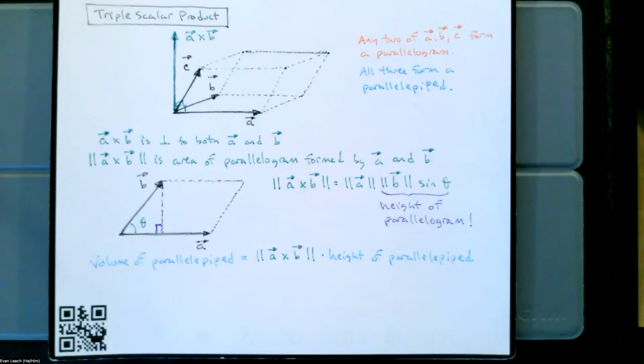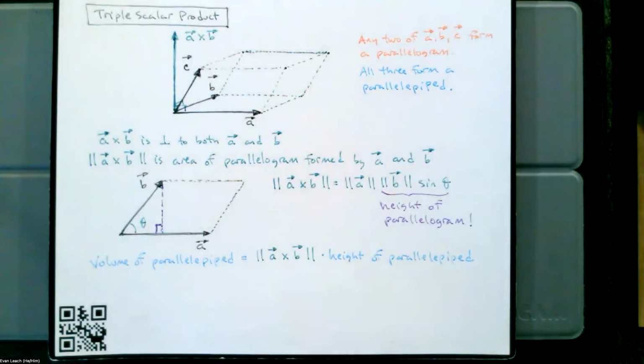Anyway, the volume of the parallelepiped is the same thing. We're going to calculate that the same way we calculate the volume of any parallelepiped or any rectangular solid: length times width times height. So I need the cross-sectional area. That's going to be the magnitude of A cross B. And I need to multiply that by the height of the parallelepiped.